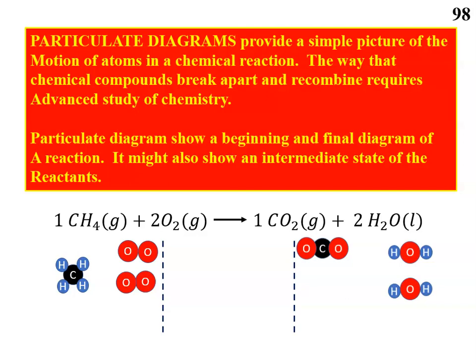Now, since we're dealing in a lab and we need to deal with big numbers of molecules and atoms so that we can see them and weigh them, we think of these numbers as being moles. So 1 mole of CH4, that's 6.022 times 10 to the 23rd. 2 moles of oxygen, that's 2 times 6.022 times 10 to the 23rd, will give you a mole of carbon dioxide and 2 moles of water. So that's what a chemical equation is. It tells you how you match up the atoms and molecules, break them apart, and then recombine them to form new compounds.